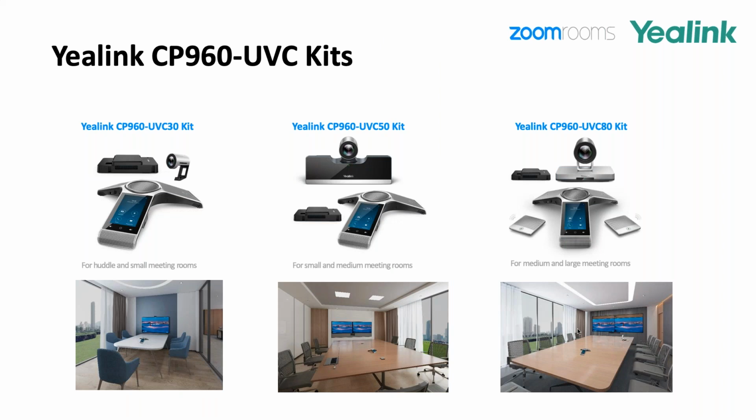The UVC30 kit is relatively new, in case you haven't seen it recently. It's a new 4K USB camera, really designed for the smaller huddle space. We're starting to see more and more questions about this particular product. When we think about the previous solutions, this was the design context Yealink had in mind when going to market with these original kits, starting with the small and going through to the medium and large meeting rooms. That's been the predominant context Yealink has created these solutions for.